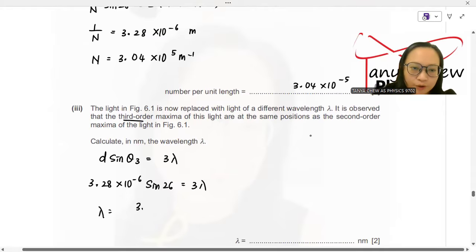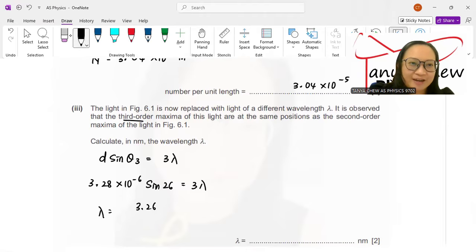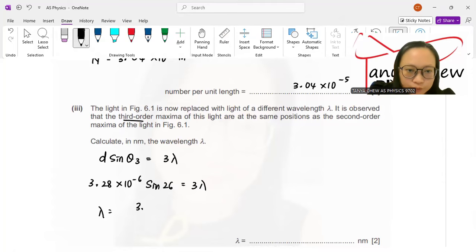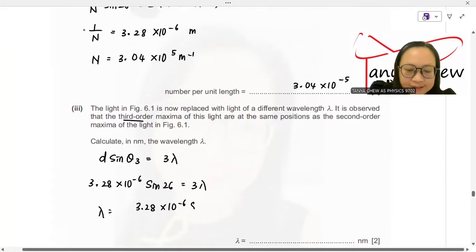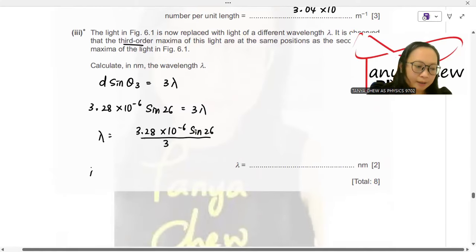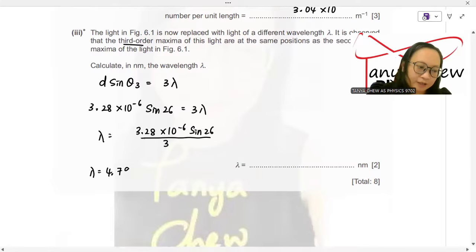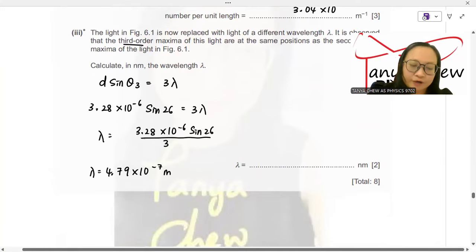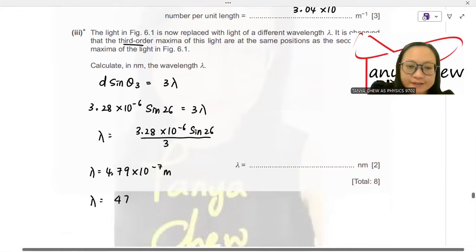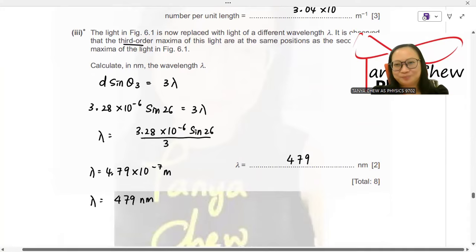Lambda is equal to 3.28 times 10 to the power negative 6 sine 26. Remember to change your calculator to degree instead of radian, divided by 3. Lambda is equal to 4.79 times 10 to the power negative 7 meter. But you have to put it in terms of nanometer. So nanometer is equal to shift 789. So 479 nanometer. 479 nanometer is the answer.